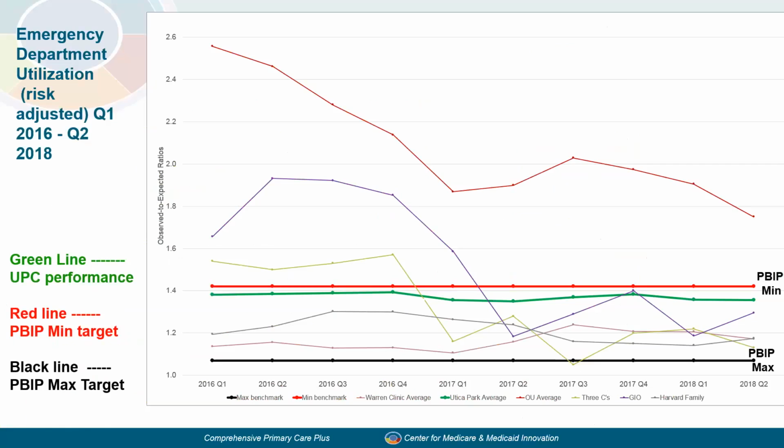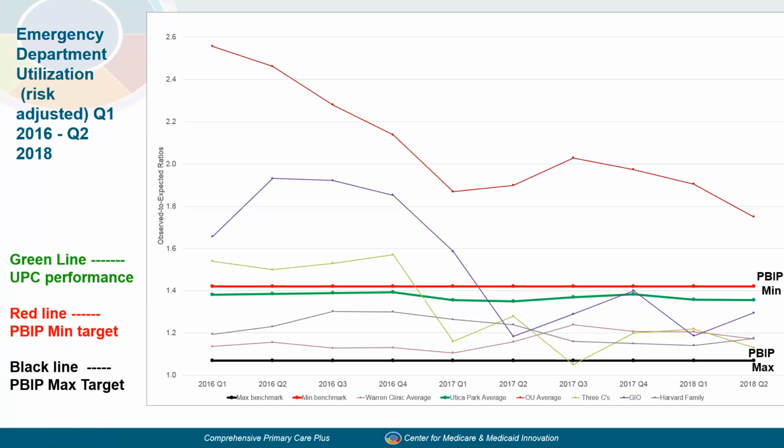Let's talk about this graph. So this line shows at the bottom quarter 1 of 2016 all the way through quarter 2 of 2018, and it shows the different practices that are involved here in this project. Utica Park Clinic is the green line. Other practices, small ones and large ones, some of them are single practices here, some of them are health systems like us, and you can see the variability in the ED utilization. There are 2 lines here I want you to pay attention to. The red line, which is marked PBIP, that stands for the performance-based incentive minimum, and then the PBIP max, and that's again the maximum number.